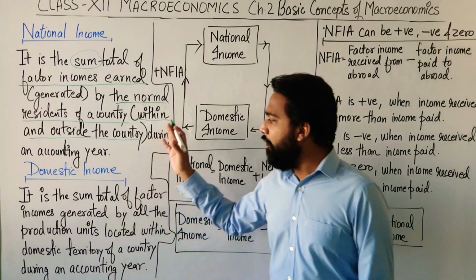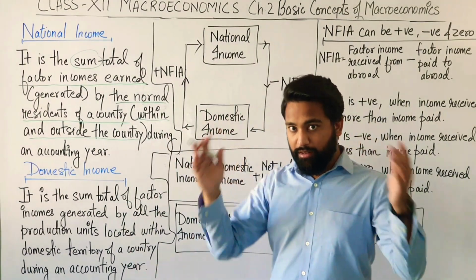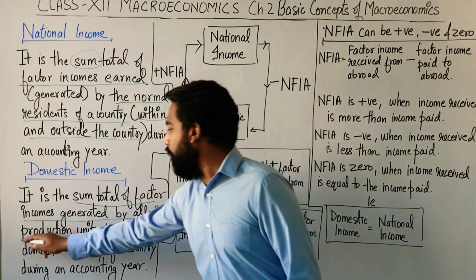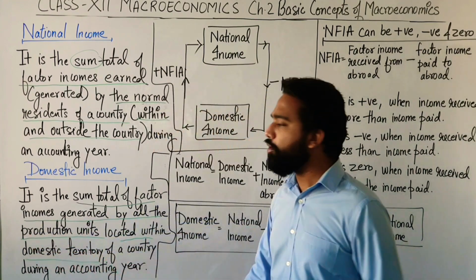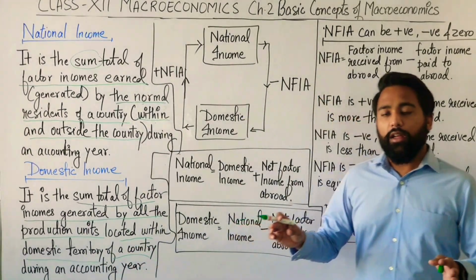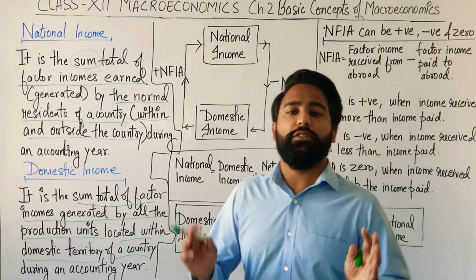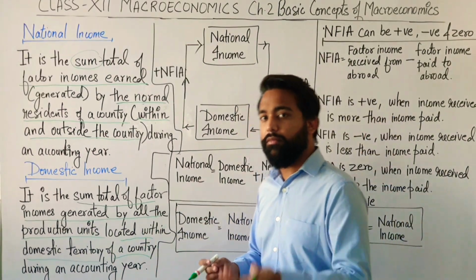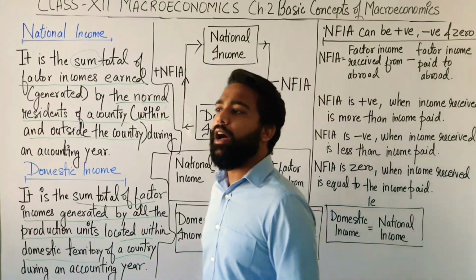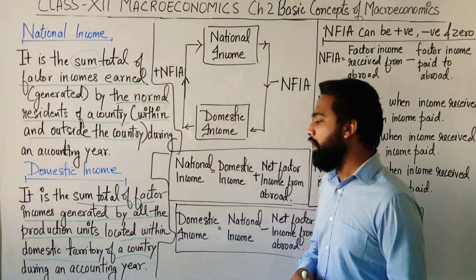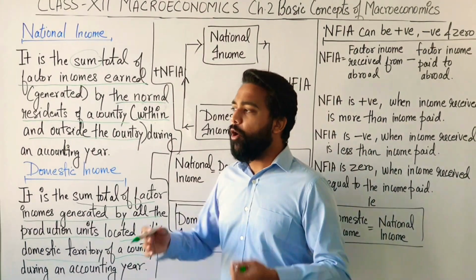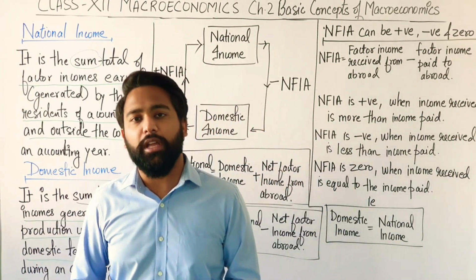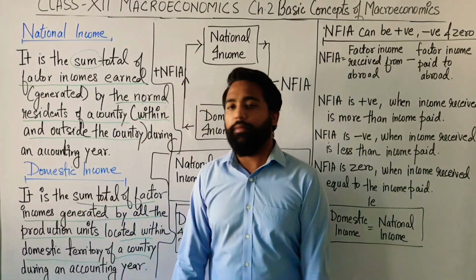Very simple. Now what is domestic income? Domestic income relates to the geographical boundaries. Remember, it is the sum total of the factor income generated by all the production units located within the domestic or geographical territory of a country. In our country, whatever all the production units in India are producing and earning will be included in the domestic income. Is that clear? It's very, very easy. All the production units and their income inside the geographical boundary of India, whatever income they are earning, will be included in the domestic income.